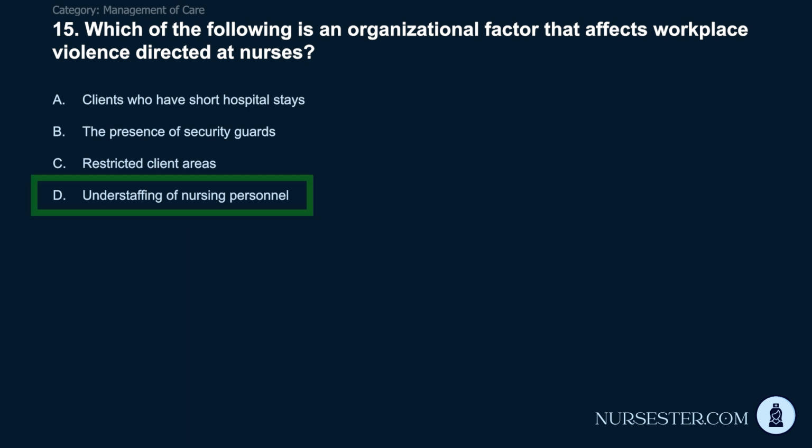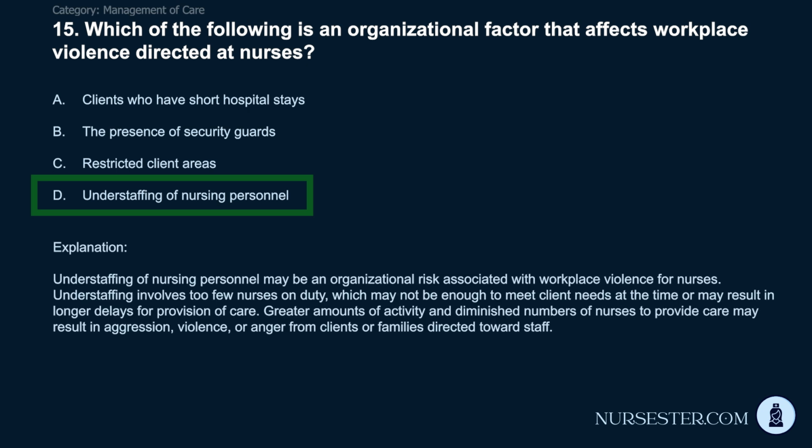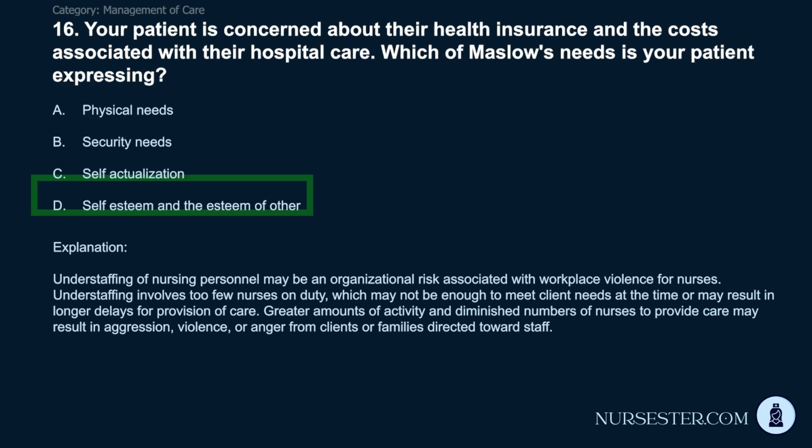Understaffing of nursing personnel. Understaffing of nursing personnel may be an organizational risk associated with workplace violence for nurses. Understaffing involves too few nurses on duty, which may not be enough to meet client needs at the time or may result in longer delays for provision of care. Greater amounts of activity and diminished numbers of nurses to provide care may result in aggression, violence, or anger from clients or families directed towards staff.